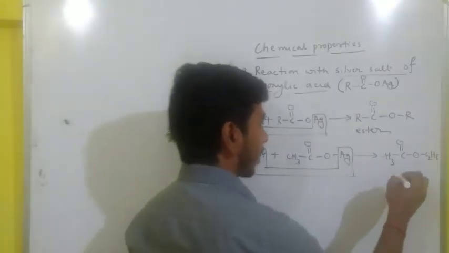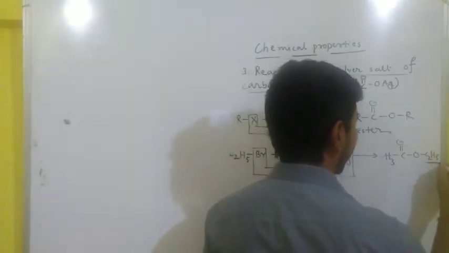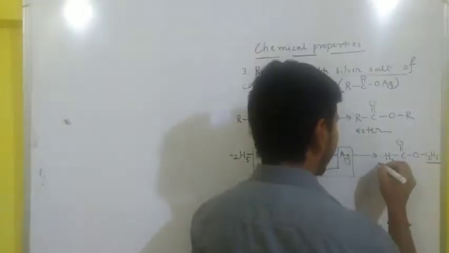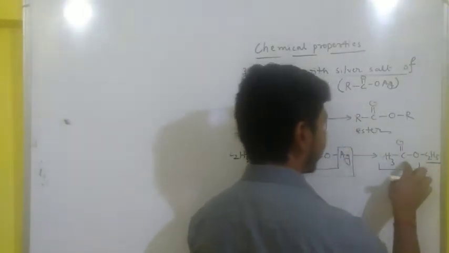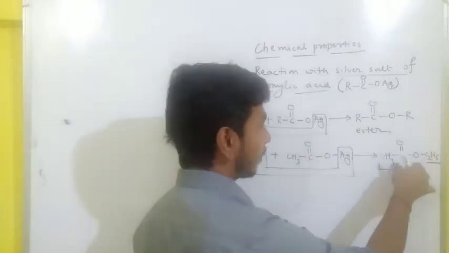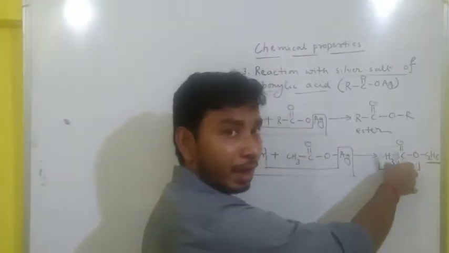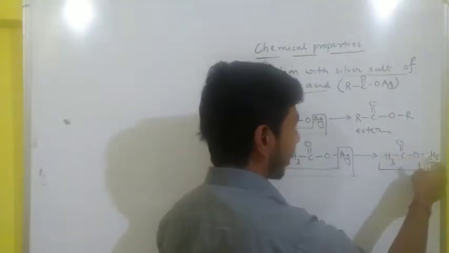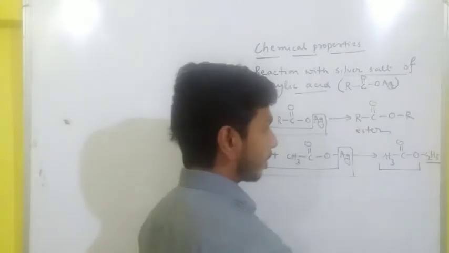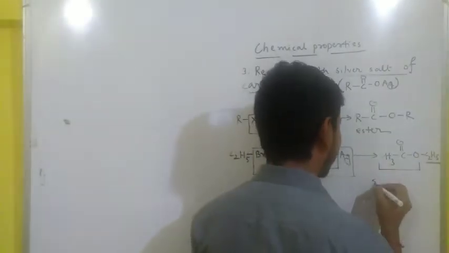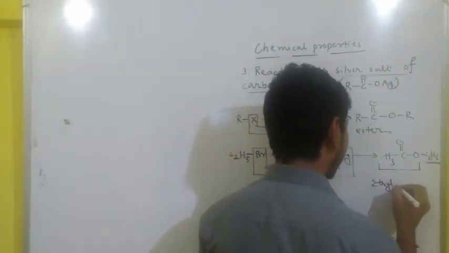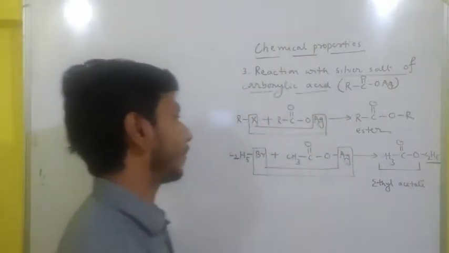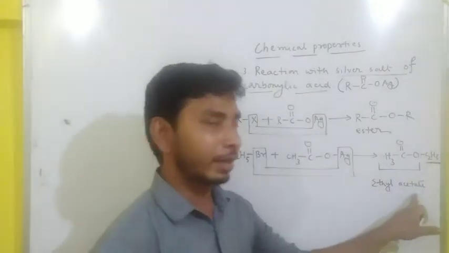So the name of the product: C2H5 is called ethyl group, and CH3 C double bond O, up to this part, is called acetate. It comes from the acetic acid, so it is acetate. So the acetate group is connected with the ethyl, so it is now ethyl acetate. So the name of the ester is ethyl acetate.